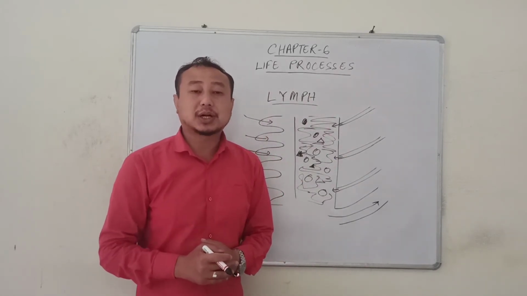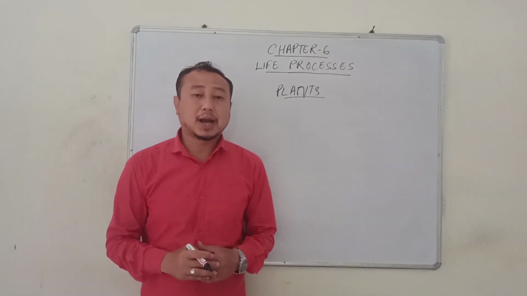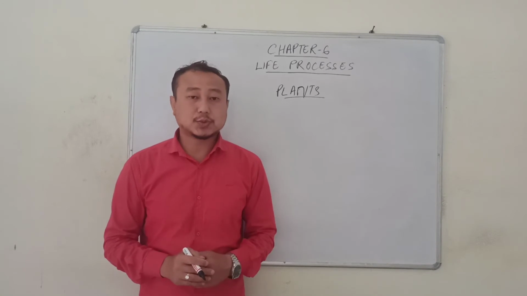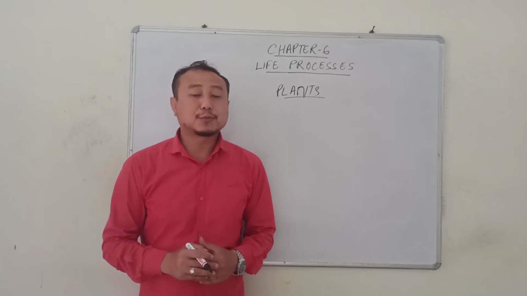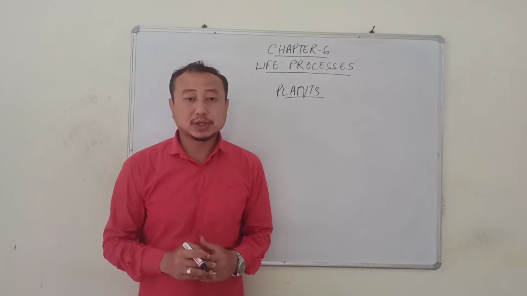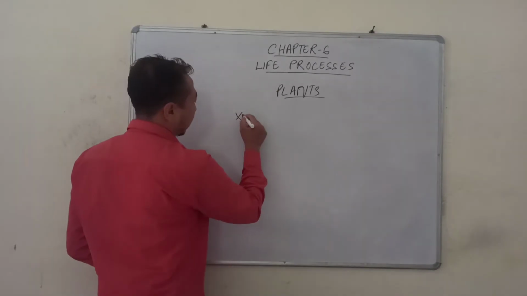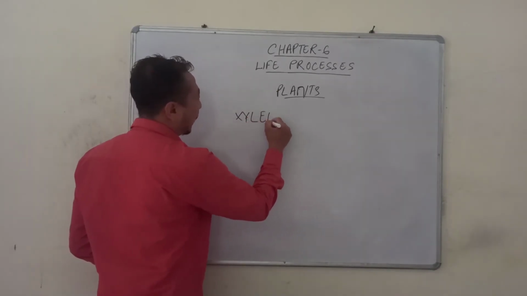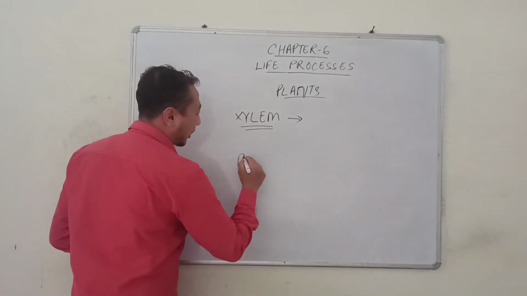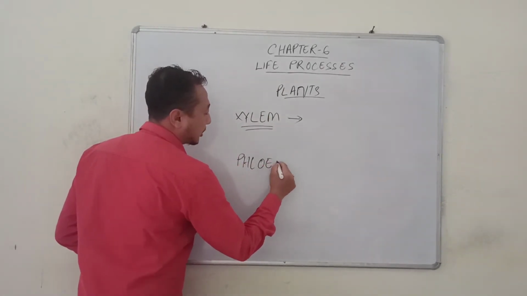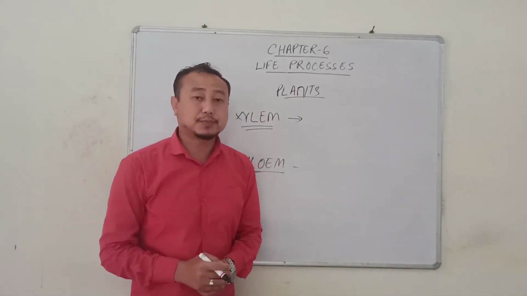Now let us come to the transportation in plants. In plants, the transportation is performed by the help of 2 tube-like structures which are known as xylem and phloem. The xylem and phloem are collectively known as vascular tissue or vascular bundle. This xylem helps in the transportation of water and minerals from the root to different parts of the body, while the phloem helps in the transportation of food materials from the leaf to different parts of the body.